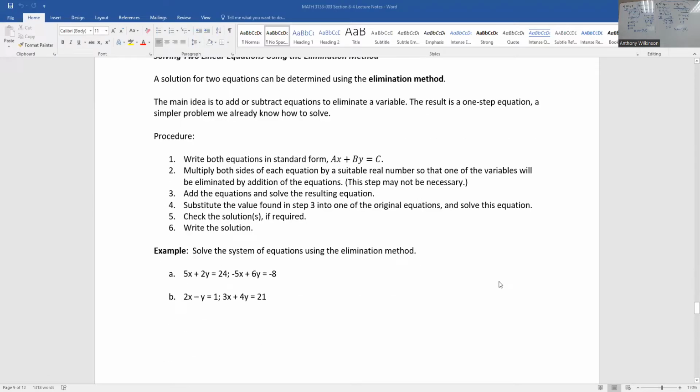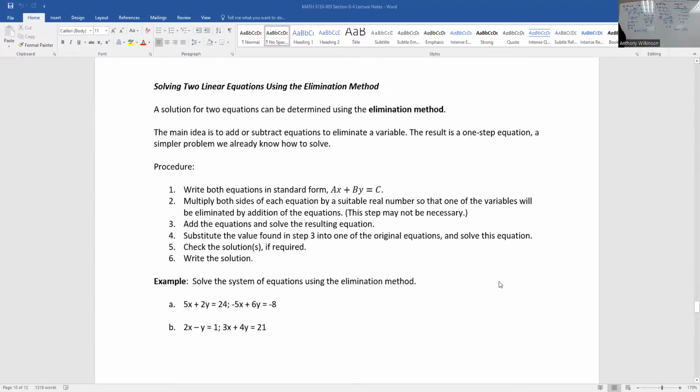All right, next we'll look at the other way of solving a system of equations, and that is the elimination method. The main idea for solving a system of equations using the elimination method is to add or subtract equations in order to eliminate a variable. Some textbooks call it the add or subtract method, which is the same as the elimination method. The result that you get is going to be a one-step equation, which is a simple problem that we already know how to solve.